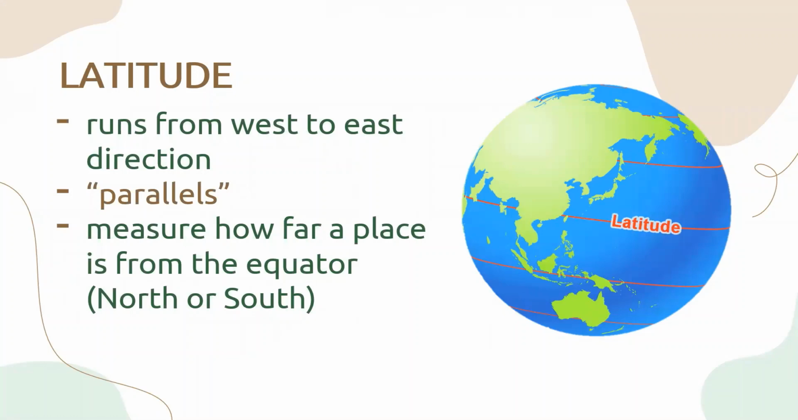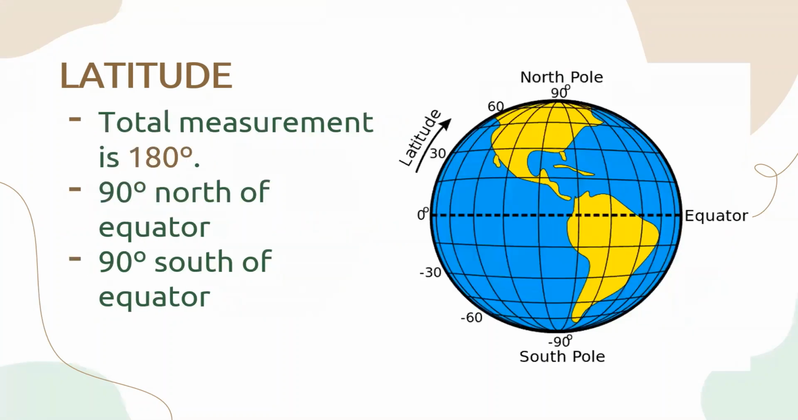Latitude runs from west to east direction. Latitudes are called parallels since they are parallel to the equator. They measure how far a place is from the equator if they are north or south of the equator. Total measurement of all lines of latitude is 180 degrees, 90 degrees north of equator and 90 degrees south of equator.